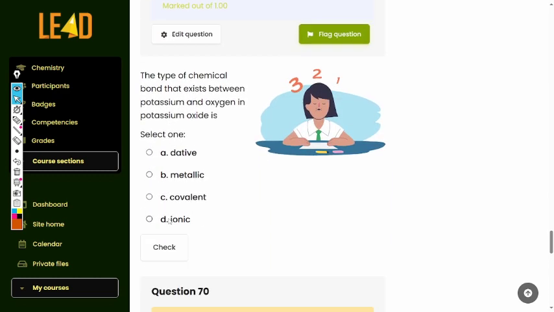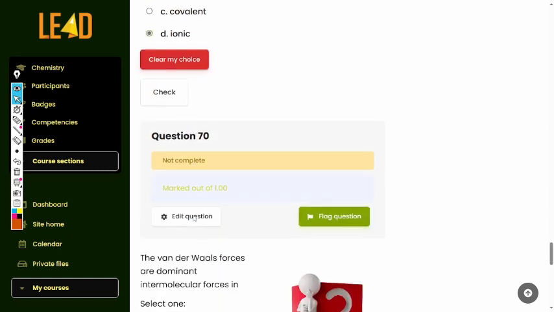69. The type of chemical bond that exists between potassium and oxygen in potassium oxide is... Potassium is a metal and oxygen is a non-metal. Potassium would lose electrons to become positive and oxygen would gain electrons to become negative. So they both form ions, and those ions get attracted by electrostatic force of attraction. That would form an ionic bond. So the answer is D.